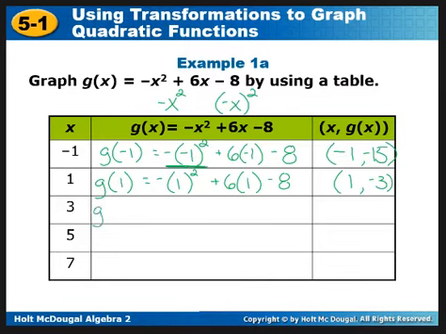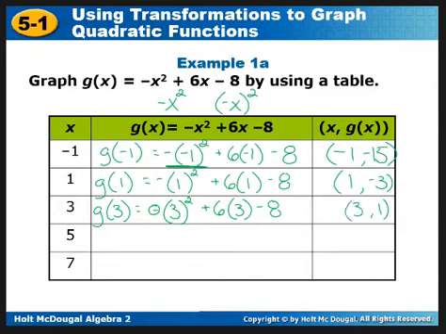Alright, moving down, g of 3. We fill in 3, square it, 6 times 3 minus 8. Well, square the 3, you get 9. You make it negative because of this sign out in front. So -9 plus 18 is going to give me +9 minus 8 is going to give me 1. So I filled in 3, I got 1.